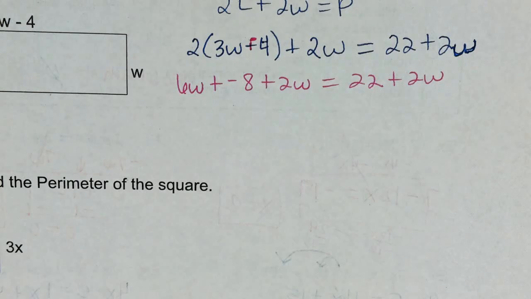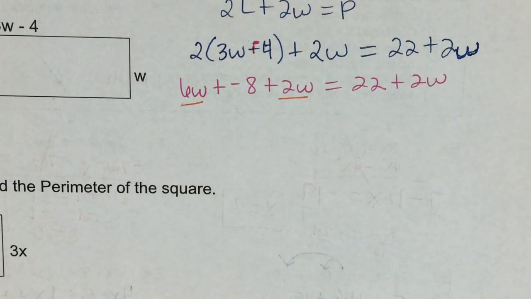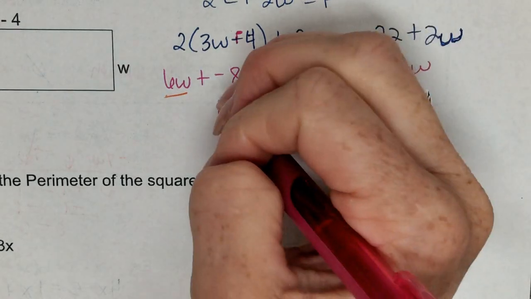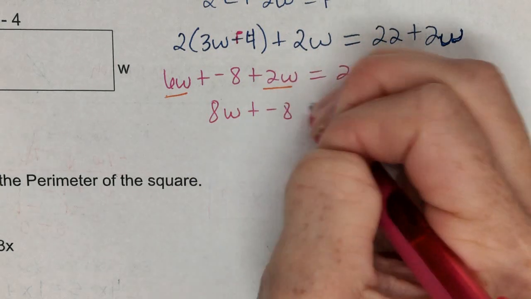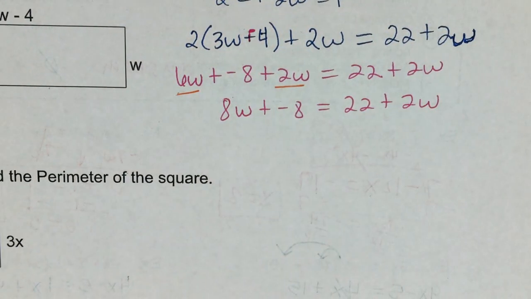All right, are there any like terms I need to combine? I need to combine this and this. Y'all agree? What is 6w plus 2w? So I have 8w plus negative 8 equals 22 plus 2w. Now I need to get all the w's to one side.